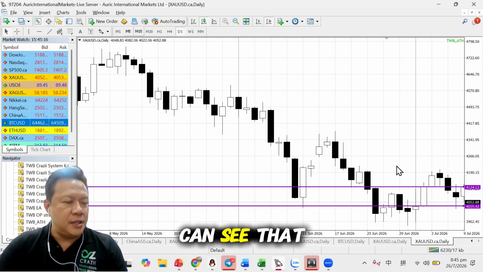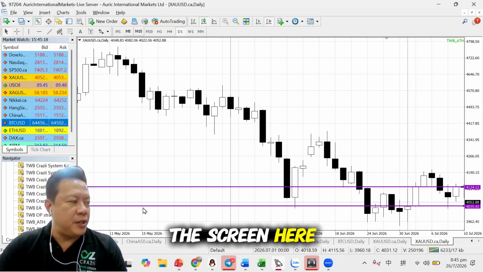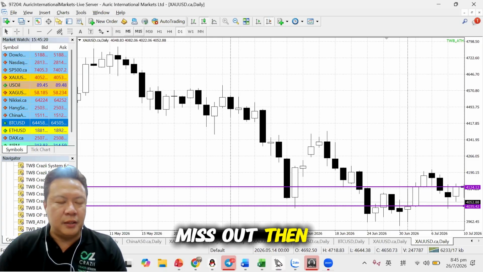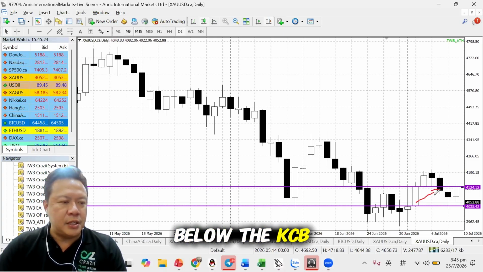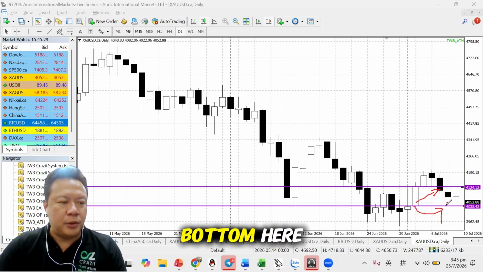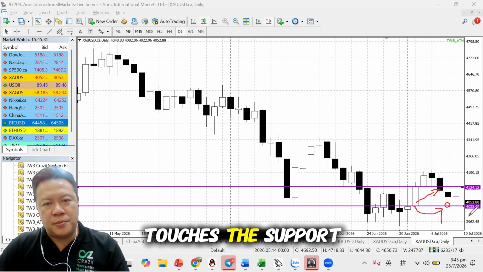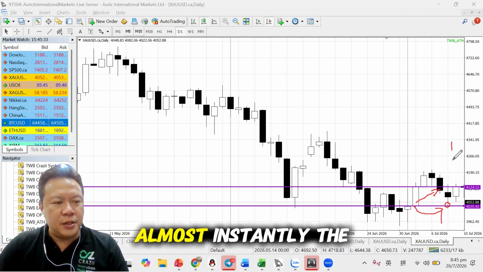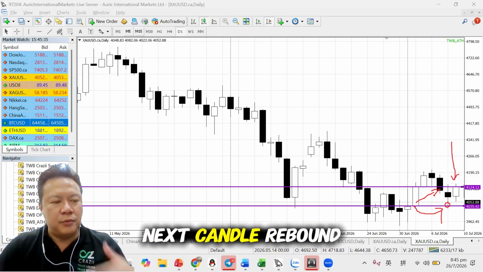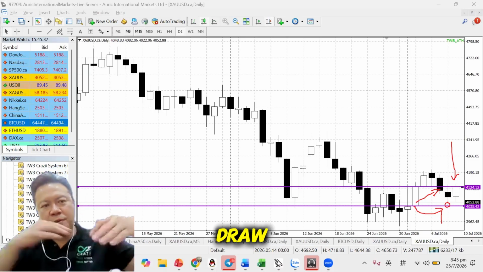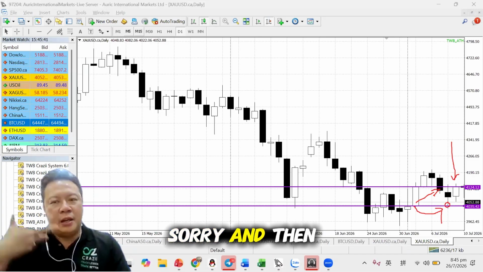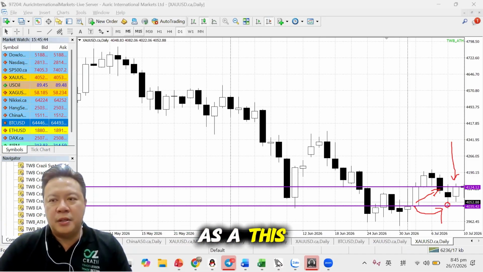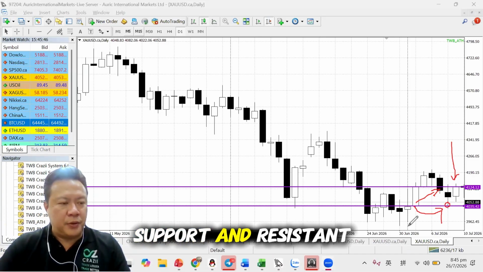Okay, so you can see the screen here. Sorry, I'll just repeat myself, you missed it. You can see that once the market goes below the KCB, the market really touched the KCB at the bottom here. And once it touches a support over here, you can see almost instantly the next candle rebounds. So that means when you draw your KCB line, it can be used as a resistance, as a TP, sorry, and also as a support and resistance too.